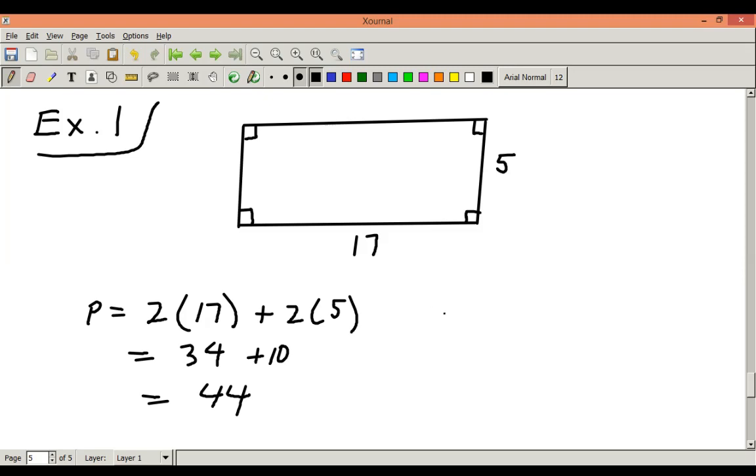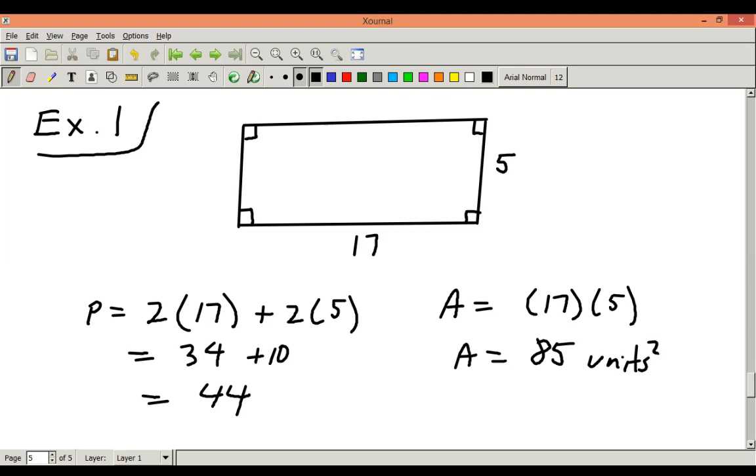And then the area of that rectangle, remember we said, was length times width, so it's just going to be 17 times 5. So that's 85 square units. I probably should write that in there, square units. This was units. Because people don't get the difference between square units and units. Units are just how long something is. Square units are squares. Okay, so there's an area and perimeter example for a rectangle.